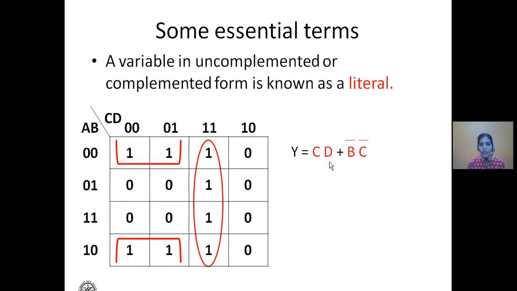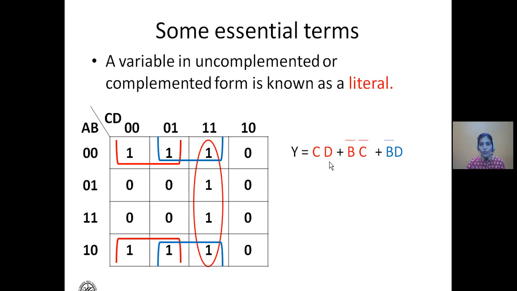These two groups are actually covering all the ones which are present in the K map. However, there can be a third possible group, which is of these two ones, shown with a blue color, combined with these two ones, and this particular group would result in a product term which is B bar D. Actually, these are the 4 possible groups in this particular K map.